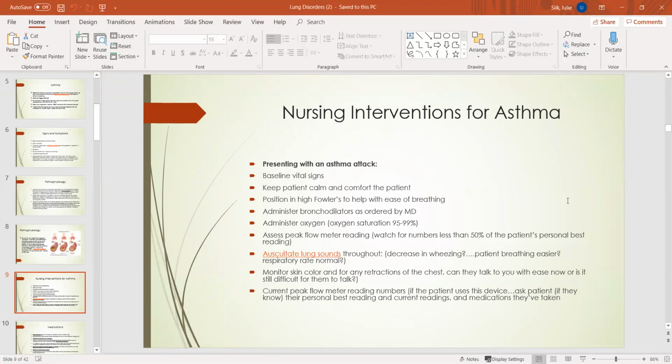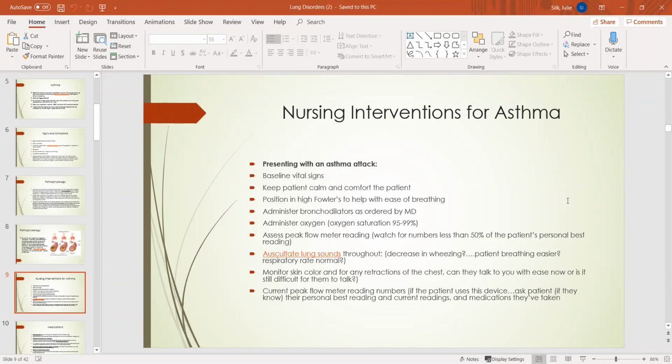When you are doing interventions for someone who is having an asthma attack, one of the first things you want to do is make sure they're sitting up in a high Fowler's position. Just like we've talked about numerous times before, sitting upright helps you expand your lungs better instead of being all hunched over. You're also going to give them oxygen. We want to keep their oxygen sat between about 95 and 99%. We also want to get a baseline set of vitals when they're first having their attack to see where they're at.